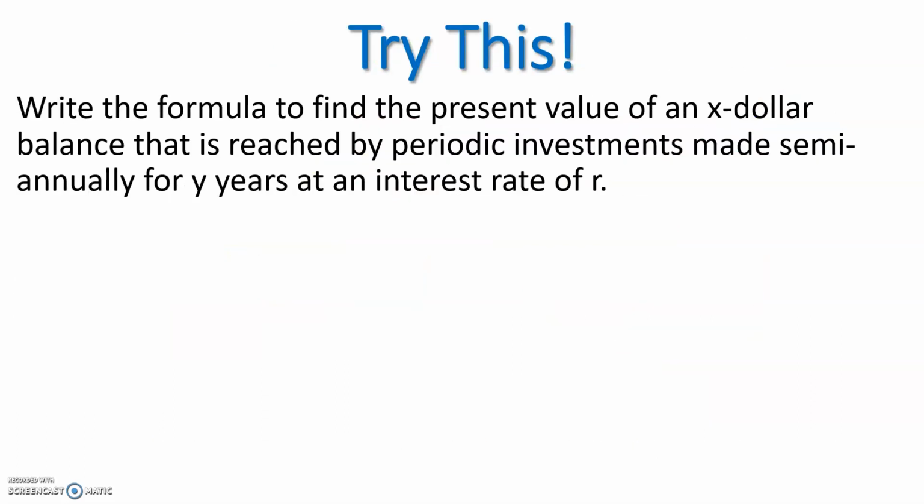Now it's your turn. Give it a try. Write the formula to find the present value of an X dollar balance that is reached by periodic investments made semi-annually for Y years at an interest rate of R. Pause the video and give it a try.